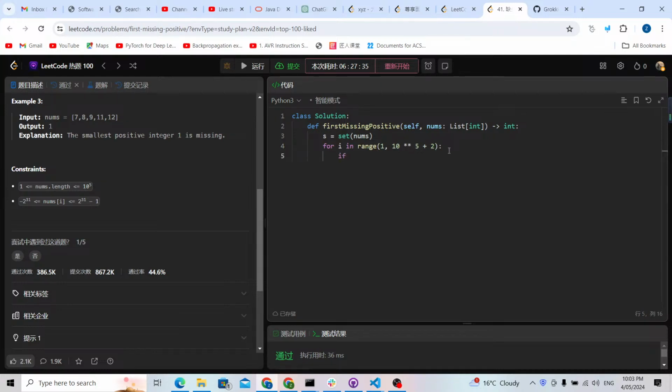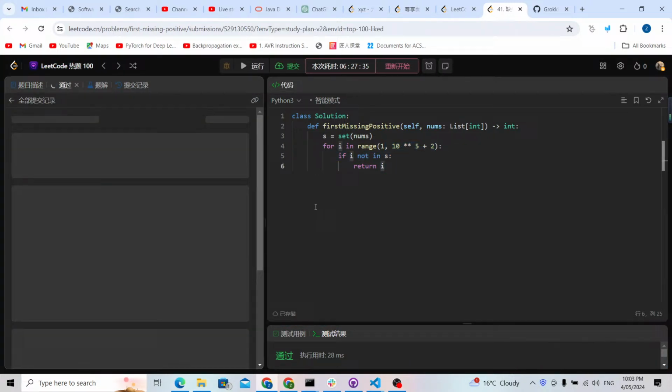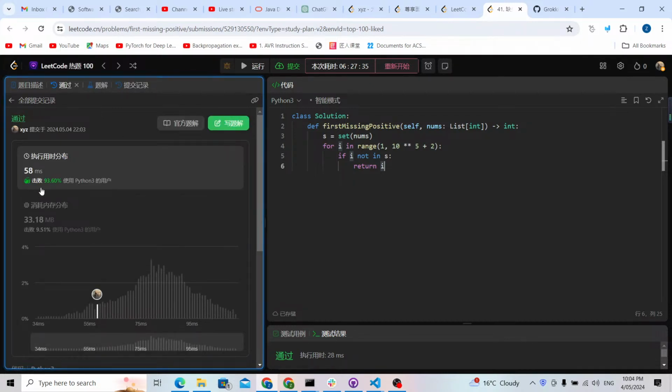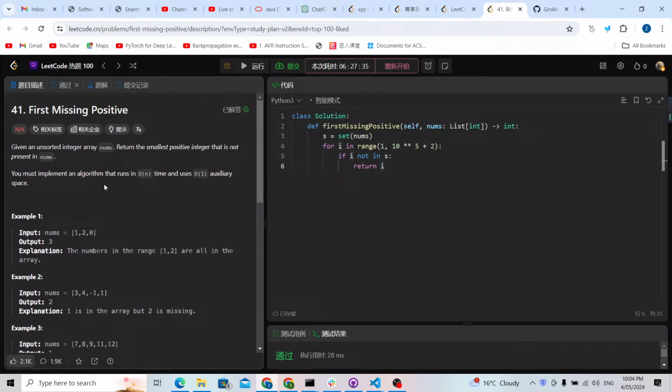We just need to check if i is not in S, and we return i immediately. But we cannot use this way because we cannot use extra memory. Let me run it. We're going to use this kind of idea to solve the problem, and this is really important. As you can see, it works and it's pretty fast, but this is not what is asked because we should not use extra memory.